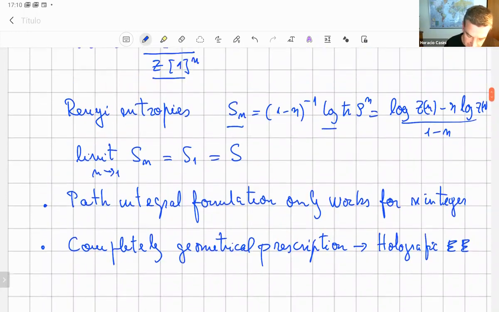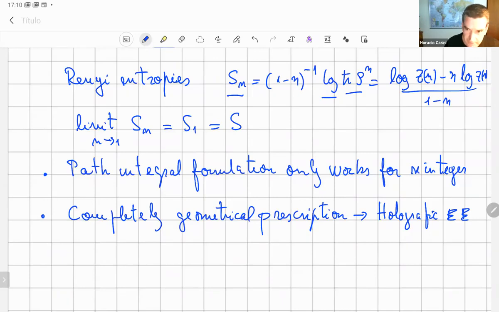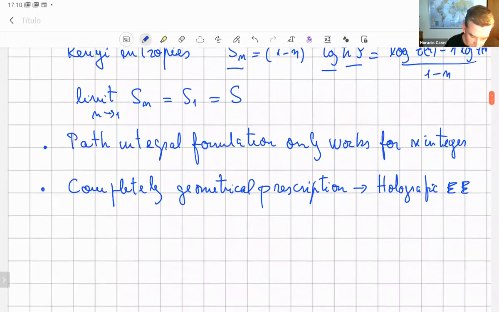Well, these Renyi entropies, that are just a rewriting of the traces of rho to the n, do not have many interesting properties from the information theory point of view, but still they are very interesting from the quantum point of view because they are related to operators. These are called twist operators.